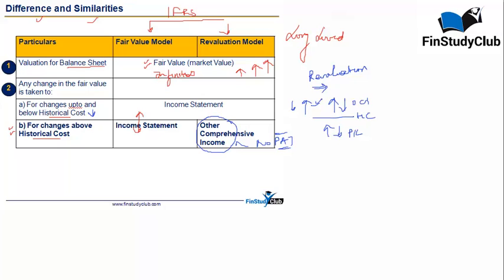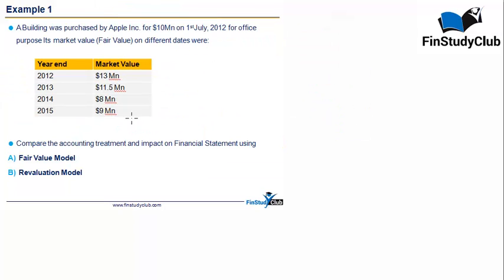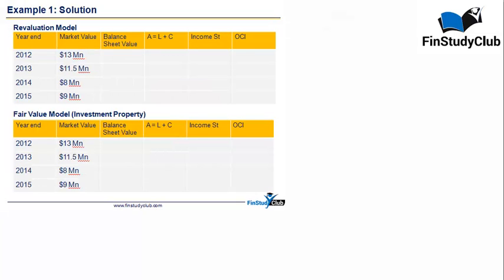Okay, I'm sure that we need to do a quick example for that. A building was purchased by Apple Incorporation. This is the same example which I have been using, just for consistency purposes, in my reval model video as well as my investment property video. It says that the market value on different dates was so and so. We need to compare the financial statements using both the models. So I have a little bit of construct already there for you.